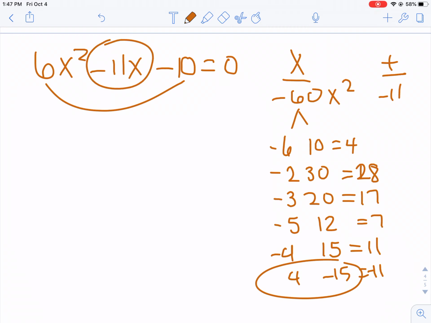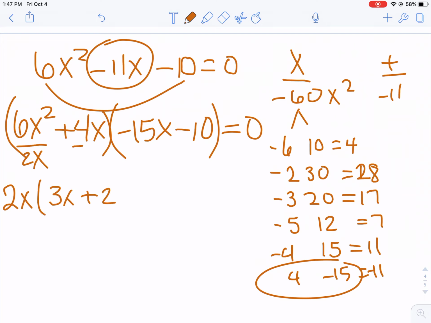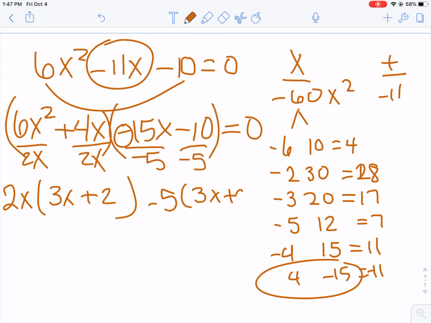So I replace those two in the middle with that. So I have 6x squared plus 4x minus 15x minus 10 equals 0. So we group the first two, group the last two. GCF of the first two is a 2x. Leaves me with 3x plus 2, because you're just dividing those by 2x. GCF of the last two, remember, because its leading coefficient is negative, we pull out a negative 5, which gives me 3x plus 2. So I have 2x minus 5 and 3x plus 2, because those are my two factors.